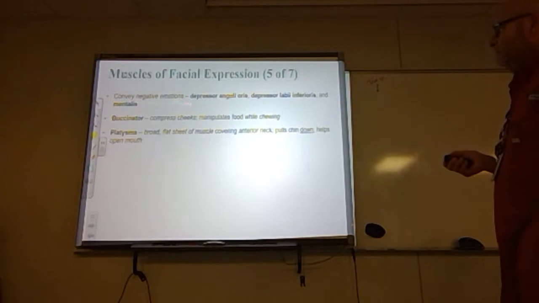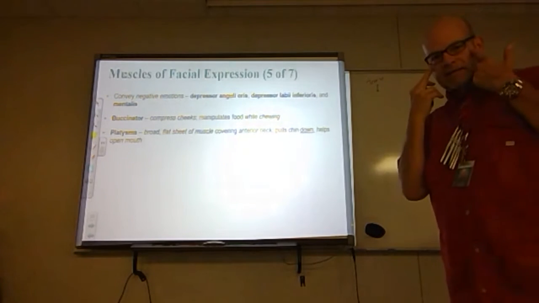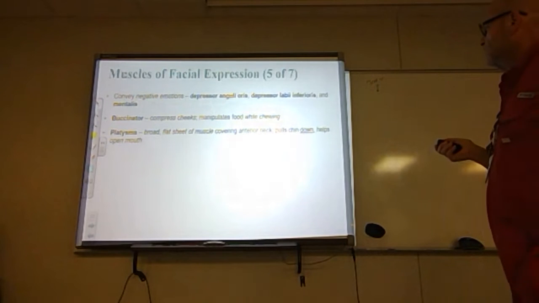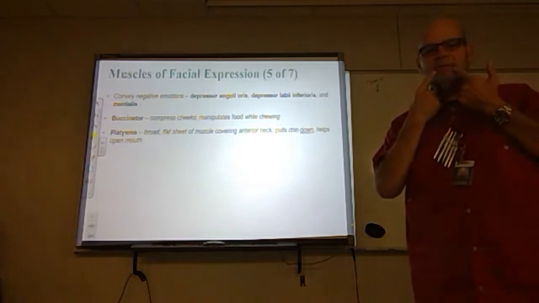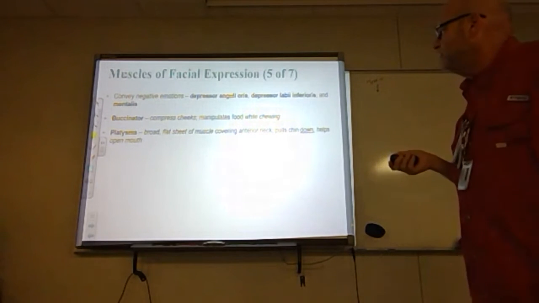To convey negative emotions, these are the ones that turn the corners of our mouth down, that bring our eyes down, show sadness. The depressor anguli oris, the depressor labii inferioris, and the mentalis. The mentalis muscle is going to be one down here. This is referred to as the mental region of your chin.